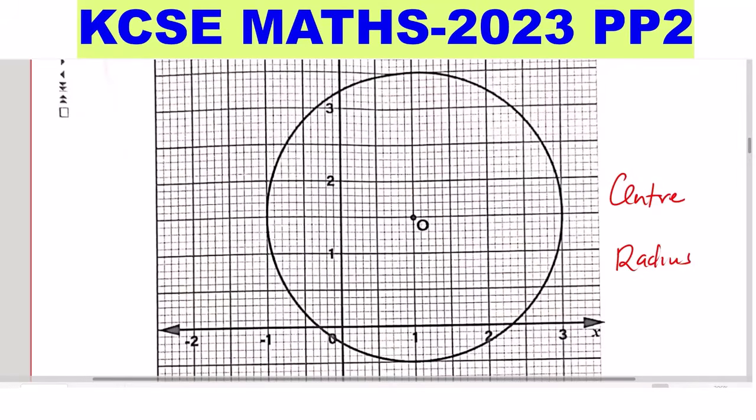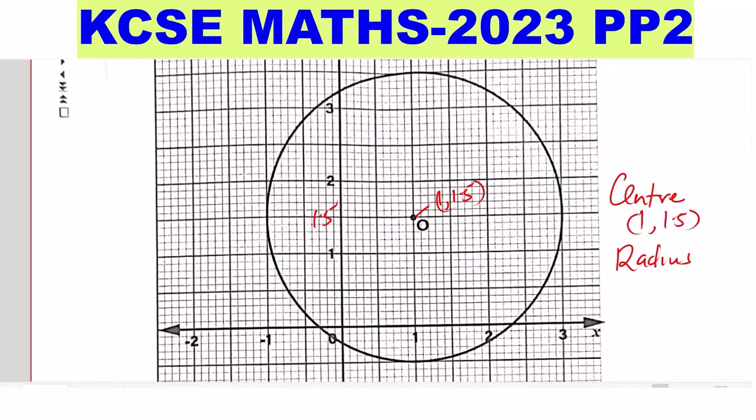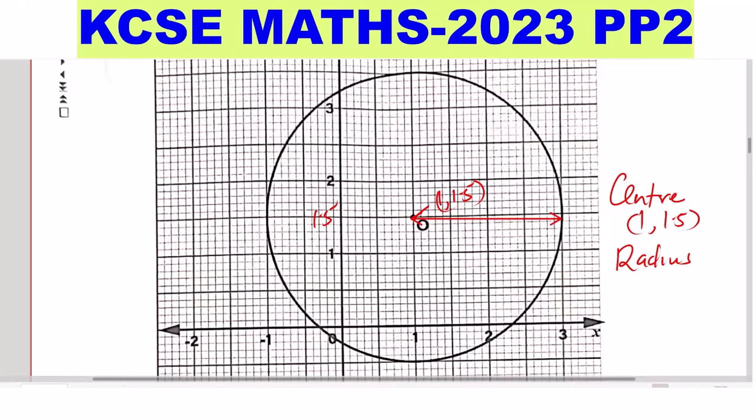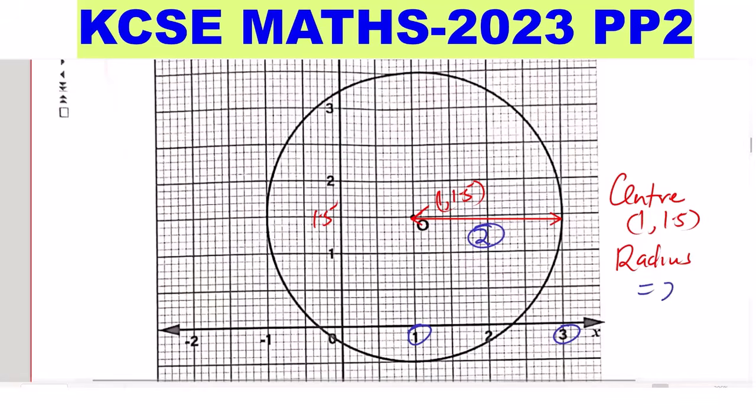So how do we identify the center? The center is O. We just need to give the coordinates of the center. The coordinates will be 1, 1.5. This is 1.5 here, and this is 1. That is the center. The radius will be the distance from the center to the circumference. So how many units are those? Be very keen, it is from 1 all the way to 3. So those are 2 units. So the radius is equal to 2 units.